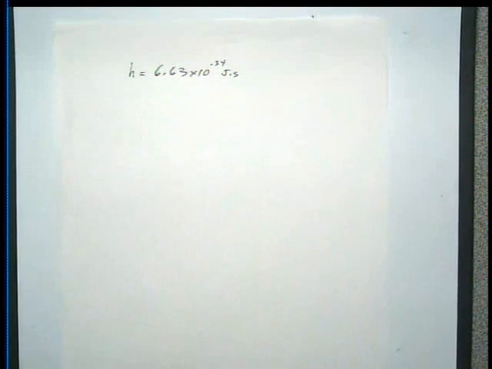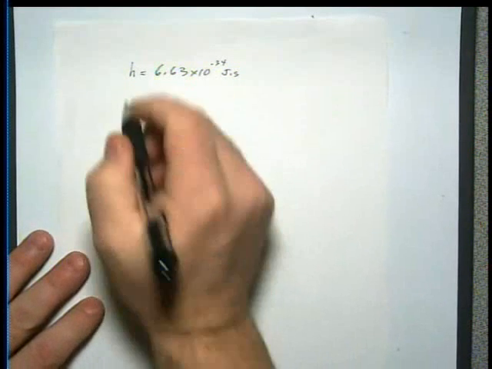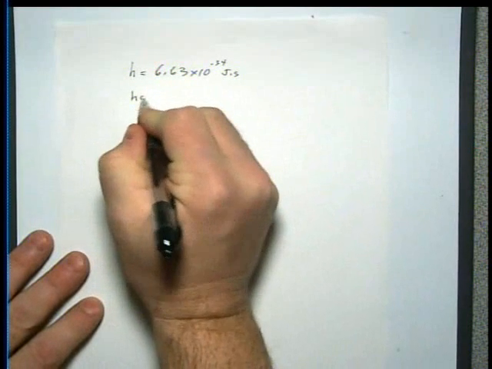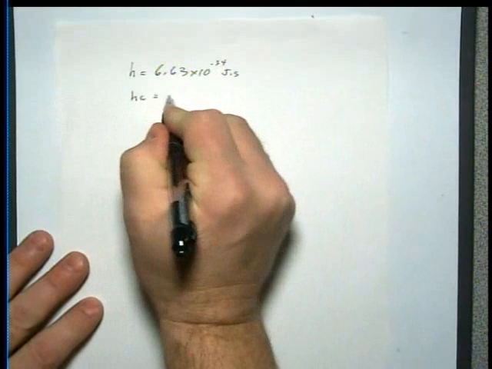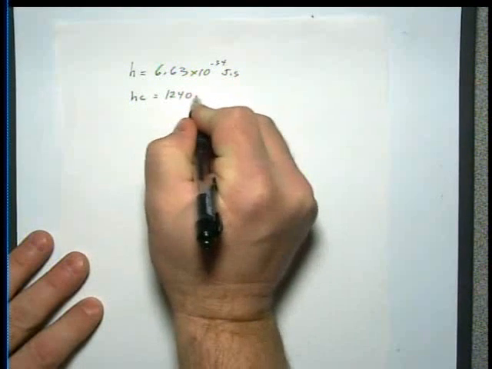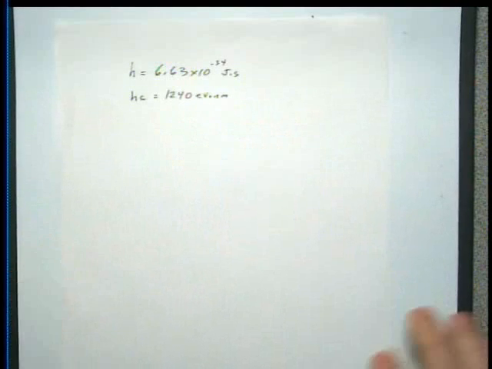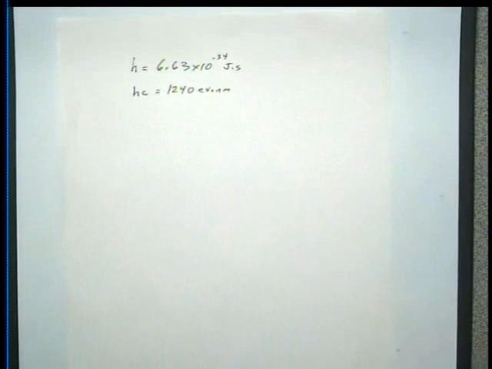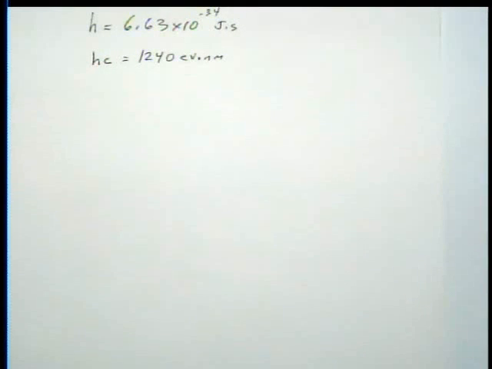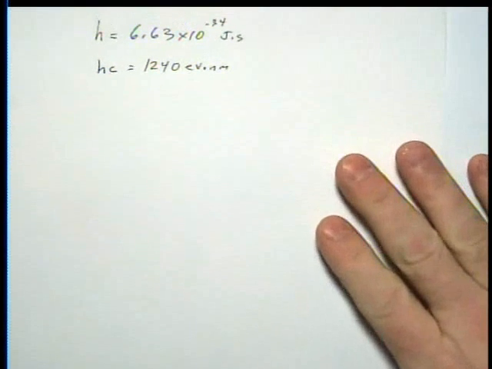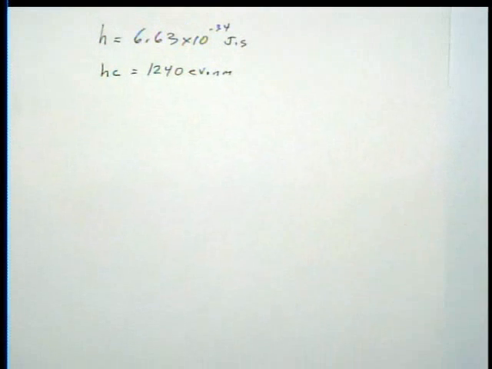The second thing is that there's a lot of things lost here. It turns out that almost every time you run into a problem, you're going to get h and c together. So a much better way to write h is to write the product hc, which is 1240 eV nanometers. It's a much, much more useful thing, and you can do a whole lot of problems quicker. I'm going to use it extensively today. It tells you some interesting physics.